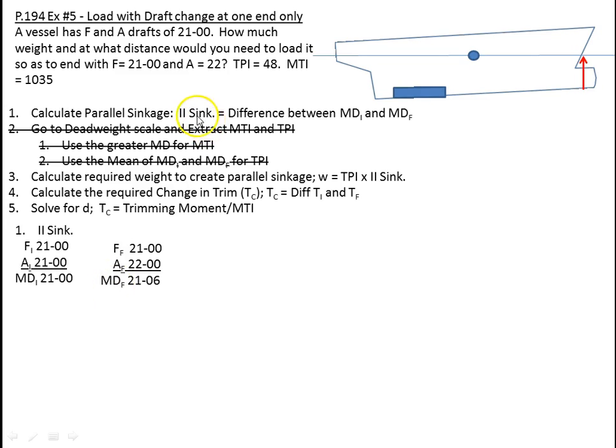Now we're ready to calculate the parallel sinkage. We have to subtract those. We have to get the difference between these two. Parallel sinkage is going to be the final mean draft minus the initial mean draft, which is 21.06 minus 21, 6 inches.